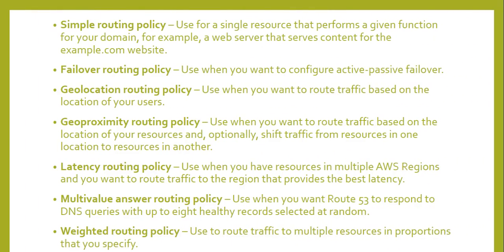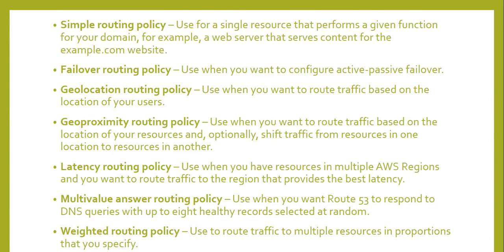Geolocation routing policy is used when you want to route traffic based on the location of your users. Geoproximity routing policy is used when you want to route traffic based on the location of your resources and optionally shift traffic from resources in one location to resources in another.